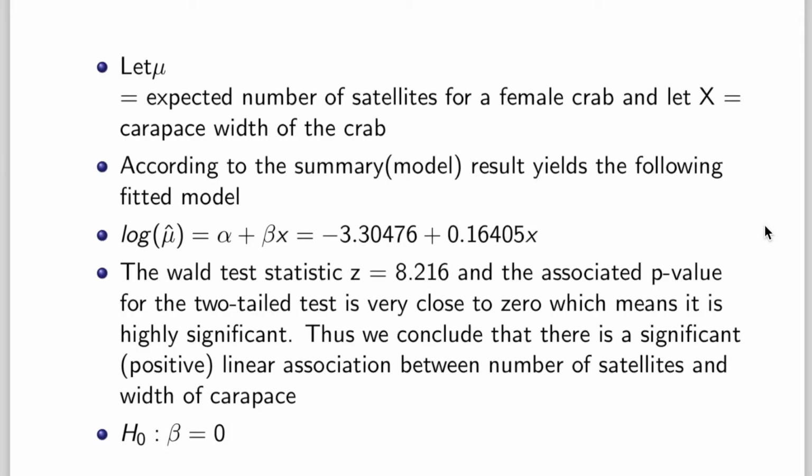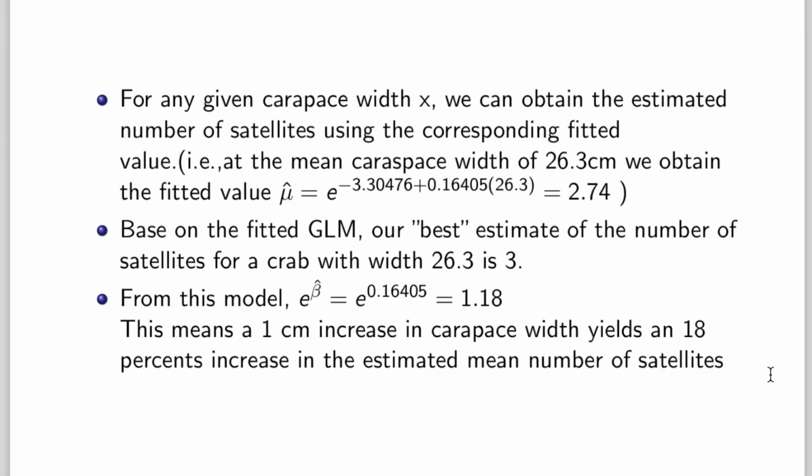So here is the summary result for our example, horseshoe crabs and satellites. We get our fitted model, and we conclude there is a significant positive linear association between the number of satellites and the width of carapace. Also, we can calculate the estimated number of satellites using our fitted model and the interpretation of beta. If you're interested in more, you can just Google horseshoe crabs and satellites. There are a lot of tutorial materials online.